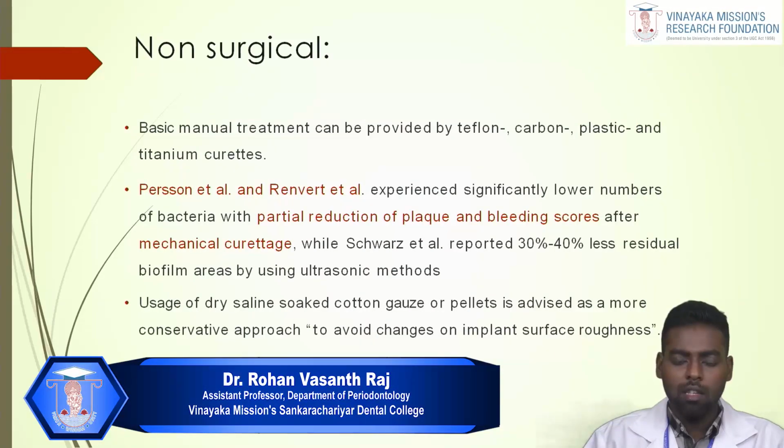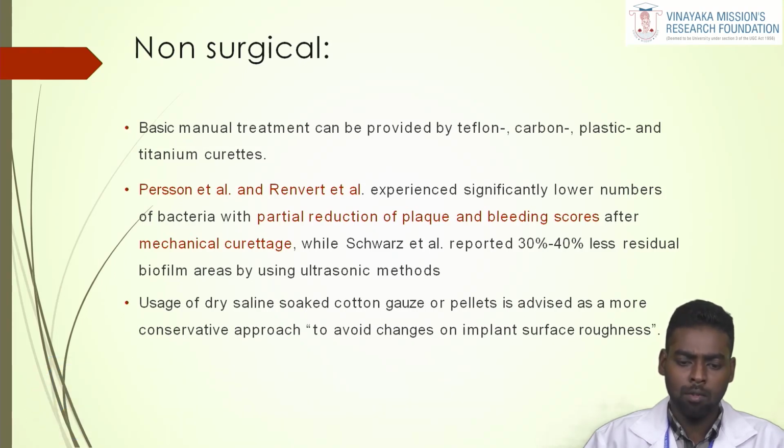Moving on to the non-surgical part, partial reduction of plaque and bleeding scores after mechanical curettage has been proven by Persson et al. Up to 30 to 40% of peri-implantitis inflammation has been resolved. Dry saline irrigation with proper cleaning of the implant surfaces causes a reduction of inflammation of more than 40%.